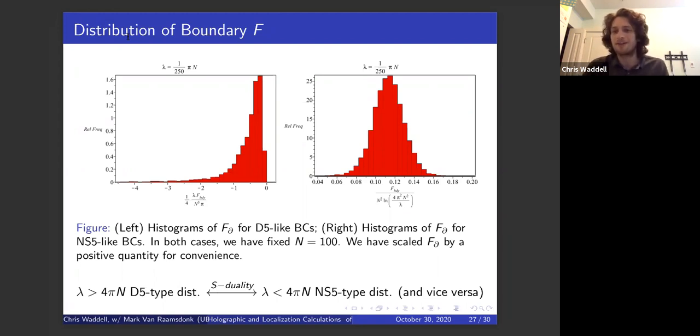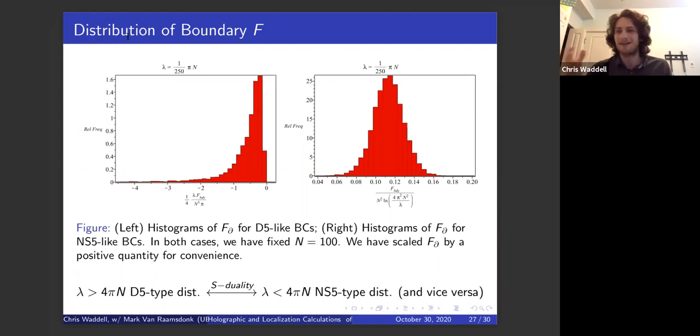Although one thing that we should note is, as I mentioned, this was for values of the 't Hooft coupling which are smaller than the self-dual value. So when we move the 't Hooft coupling to the self-dual value, recalling our earlier expressions for the boundary F and how they were related by S-duality, we see that if we take lambda equal to 4 pi n, then at that point the NS5-like and D5-like expressions will agree, assuming we choose the same set of linking numbers.